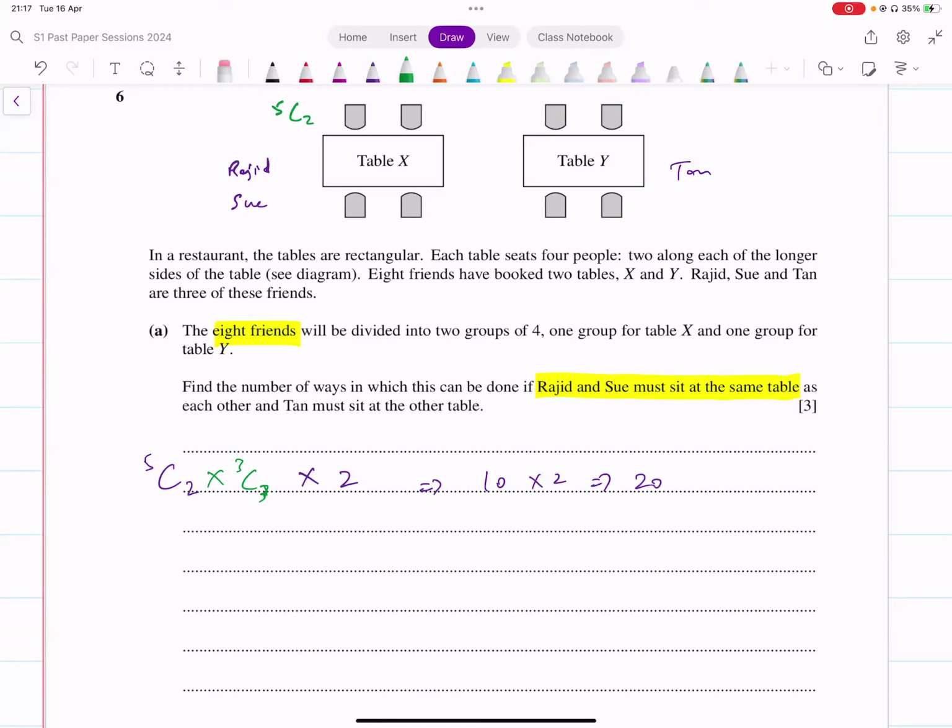You could write that 3C3. Choose 3 people out of 3. That's just 1. So it doesn't make any difference. Because once you have selected the people for table X, it's understood that the remaining people are going to go to table Y. So we don't really need to do anything for them specifically.